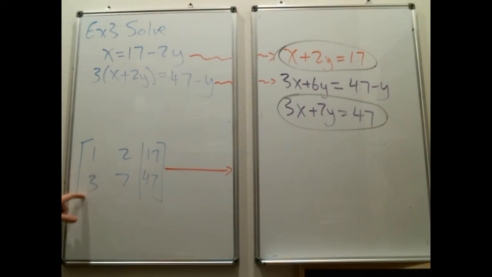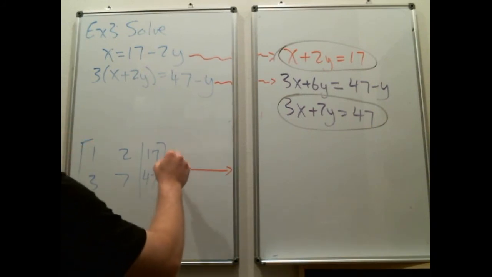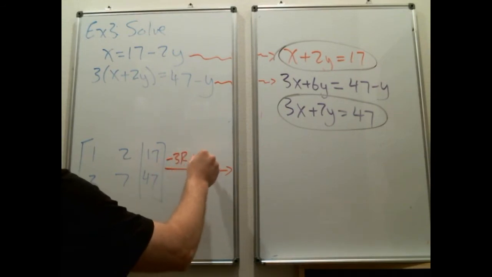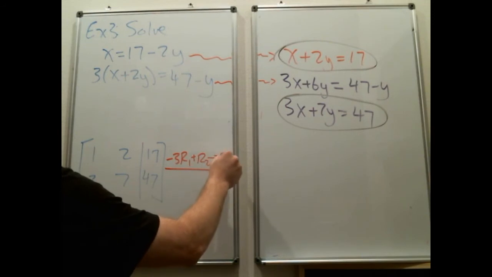This is the only entry, so we need to make this a 0 somehow by adding, what do we need to add to positive 3 to make it 0? We need to add a negative 3. So we need to multiply this row by negative 3 and add it to row 2. So negative 3 times row 1 plus row 2 implies a new row 2.